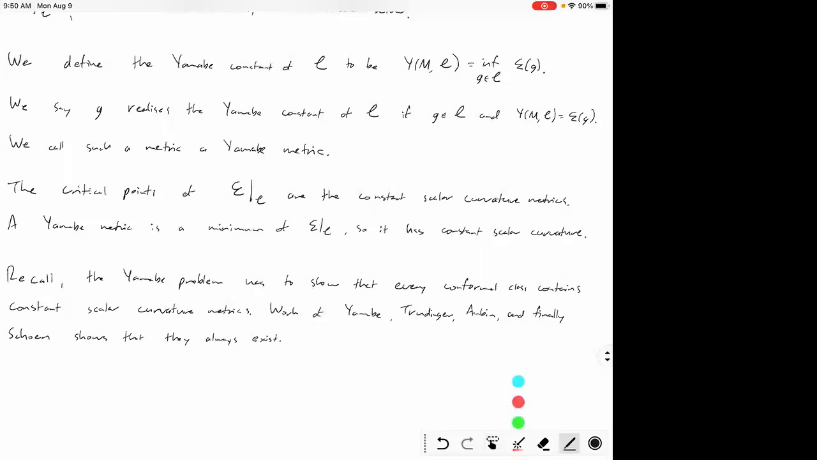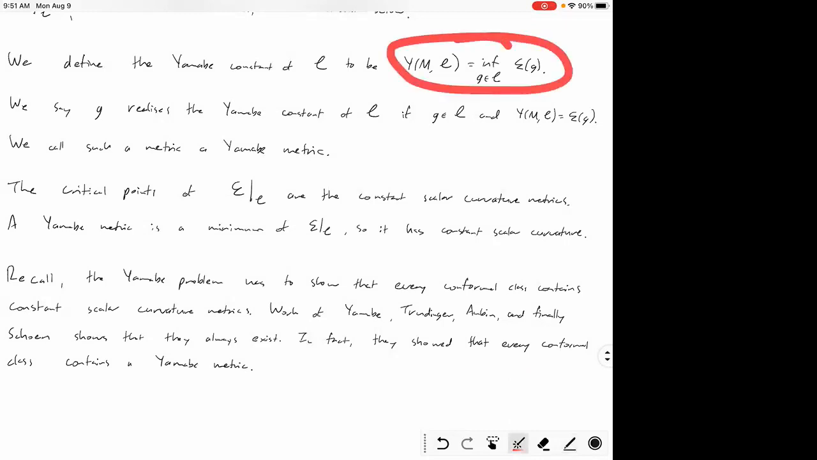Actually, they showed more than that. They showed that every conformal class contains a Yamabe metric. Okay, so not only is it constant scalar curvature, but it's a metric which realizes this infimum. Okay, so this infimum that we've defined a priori is actually a minimum always.